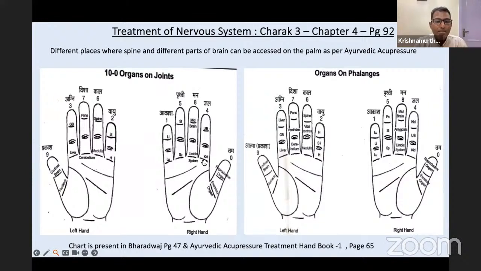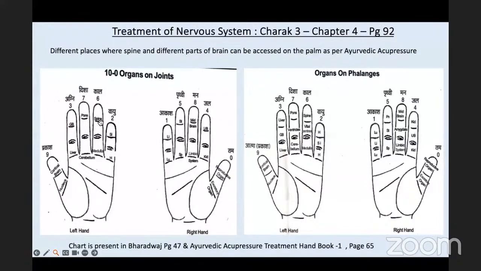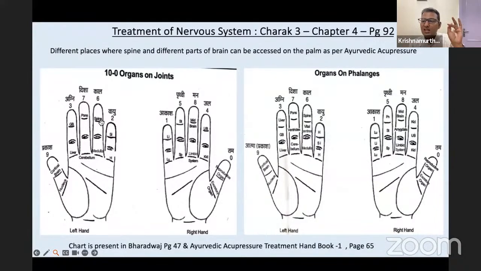So if you see this, 10 organs on phalanges and 10 organs on joints. The entire spine can be treated with one joint. This is the spine joint. So if you create one methi strip and apply it onto this joint, the left ring finger Vat joint, or finger number 6, it will stimulate the entire spine.